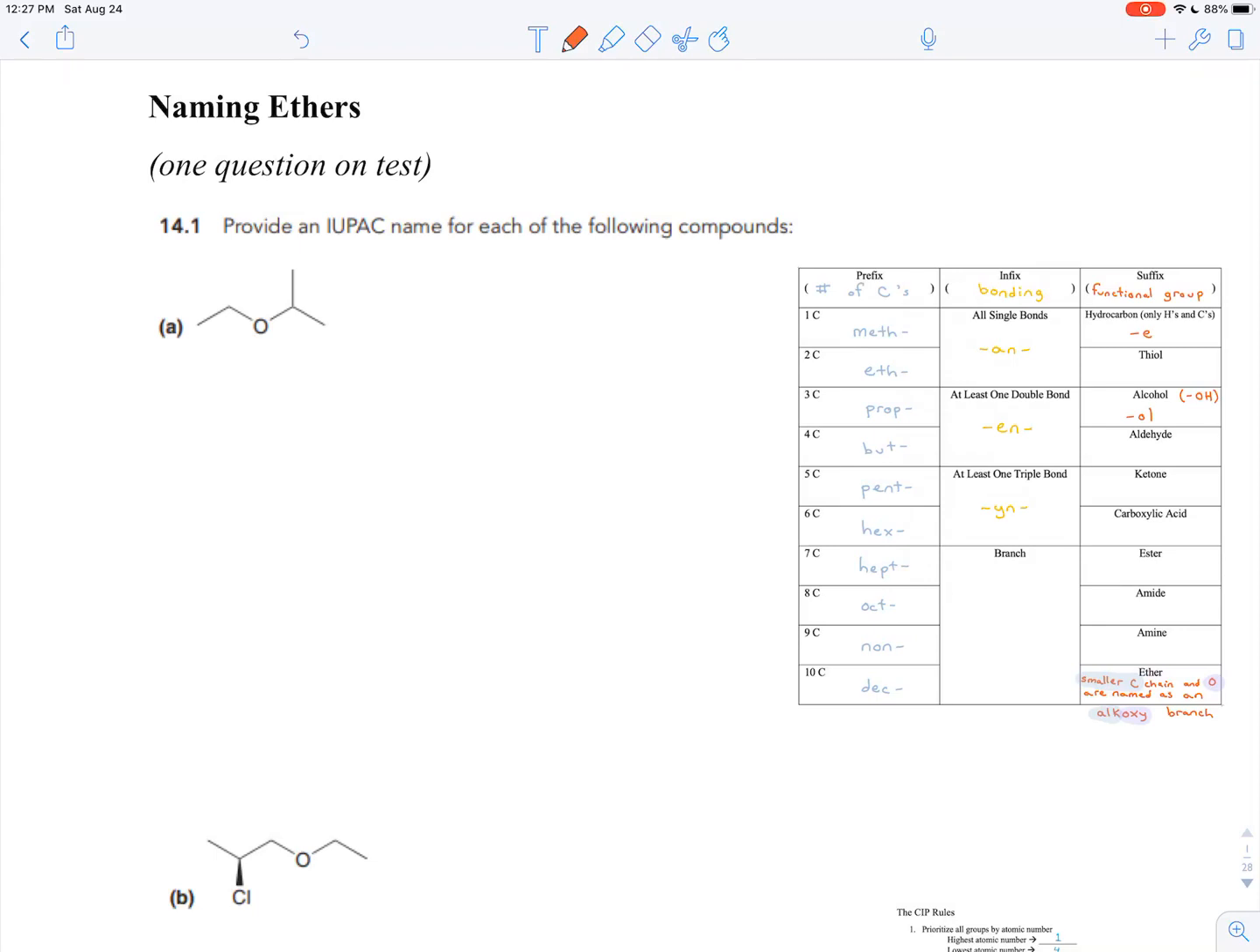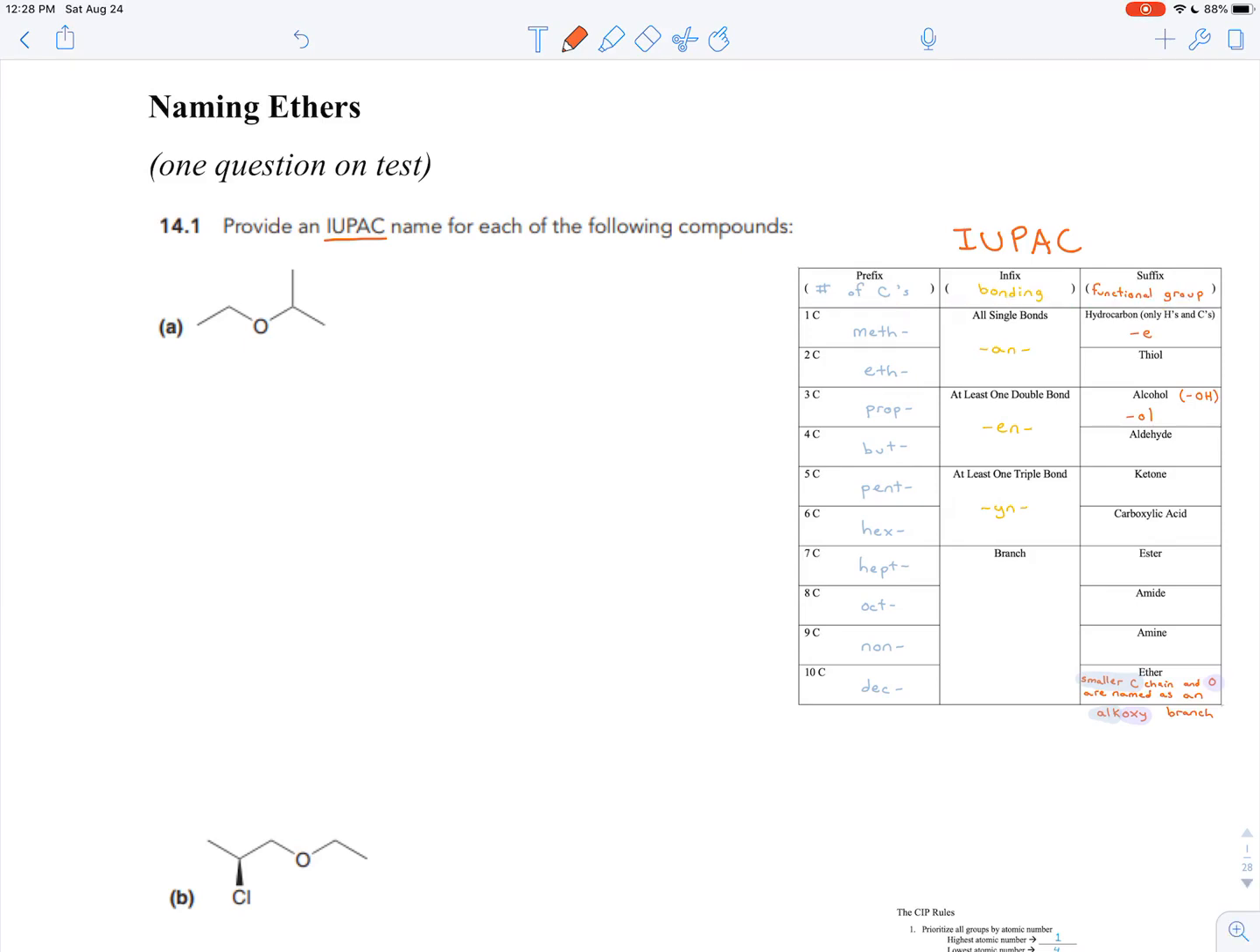Chapter 14, Exercise 1 is asking you to provide an IUPAC name for some ethers. IUPAC stands for the International Union of Pure and Applied Chemistry. It's a chemistry club that came up with a systematic way for naming organic compounds. You would remember from Organic Chemistry 1 that a name has at least 3 parts: a prefix that tells you about the number of carbons in the main chain of the molecule, the infix tells you about the bonding, and the suffix tells you about the functional groups.